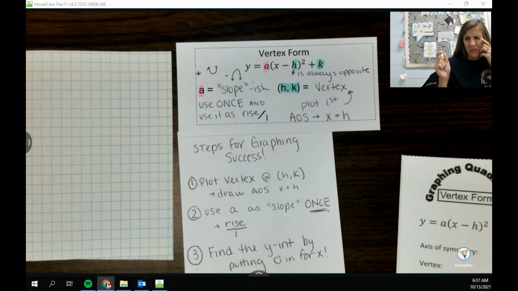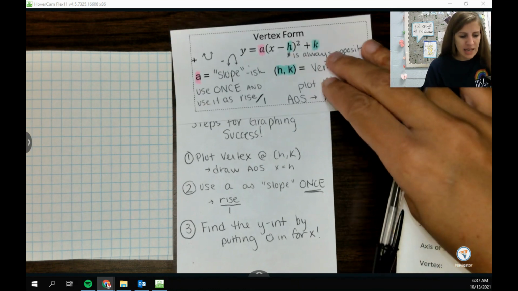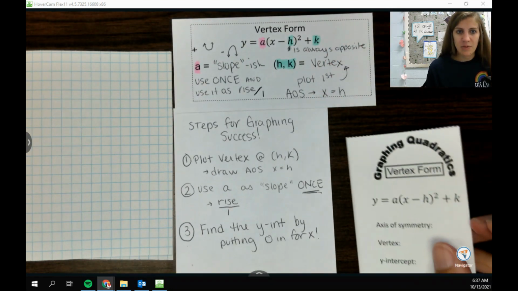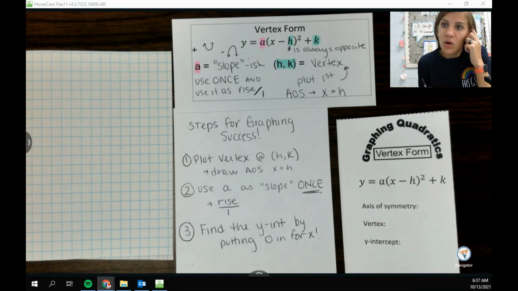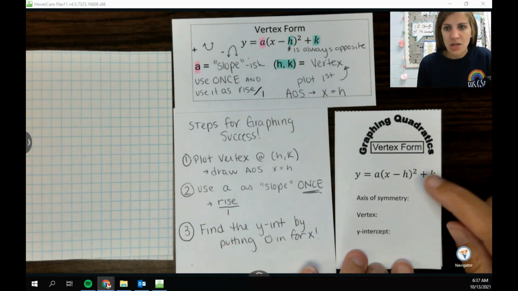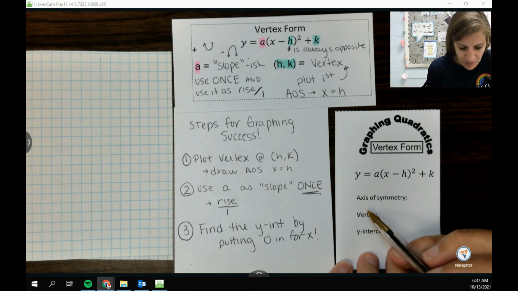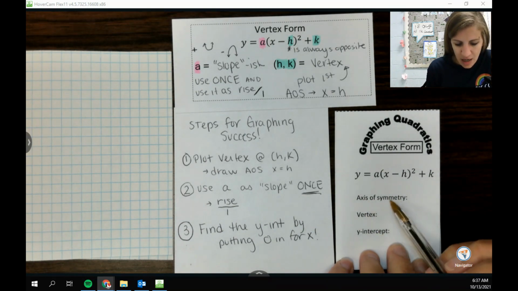And also, once you have that, you'll be able to get another point because of your line of symmetry. So that's super nice. There are steps for graphing success, and now we're just going to practice a whole ton. So in our little magic book here, we have our axis of symmetry.